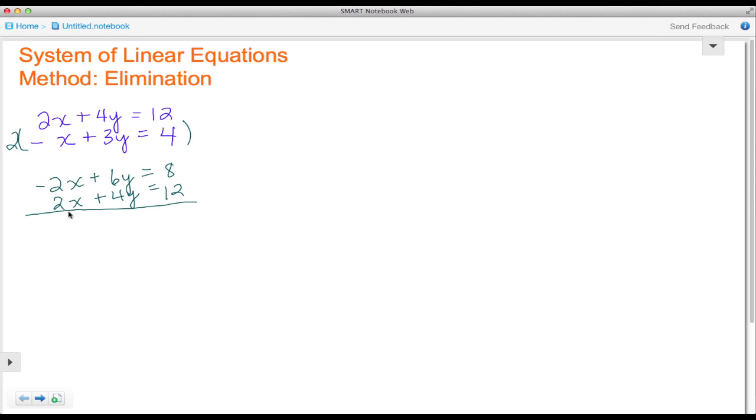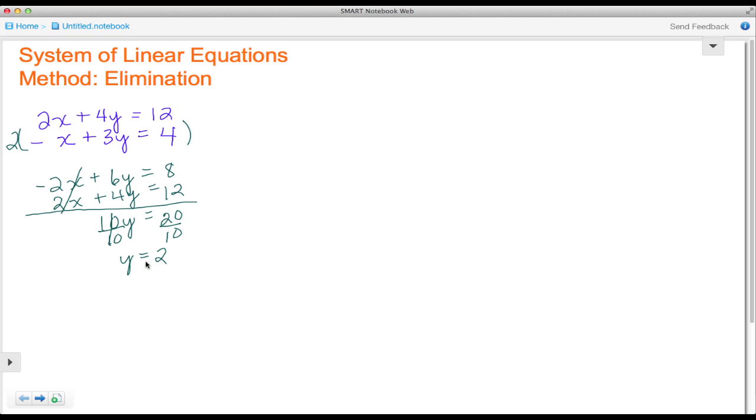So negative 2x plus 2x, that goes away. Then I'm left with 10y is equal to 8 plus 12, which is 20. Notice how we just eliminated the x variable. Now we solve for y, so we divide both sides by 10. And here we see that y comes out to have a value of 2.